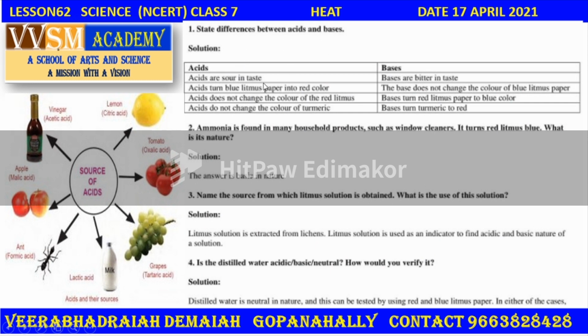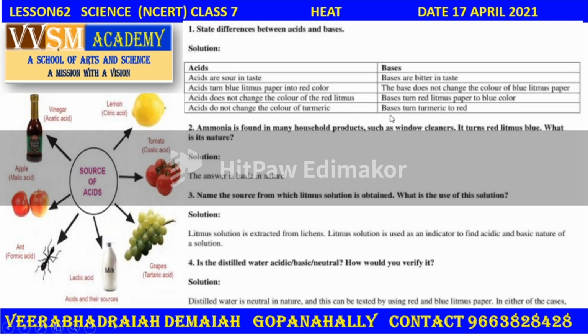Acids are sour in taste, bases are bitter in taste. Acid turns blue litmus paper into red color. The base does not change the color of blue litmus paper. Acids do not change the color of red litmus paper.